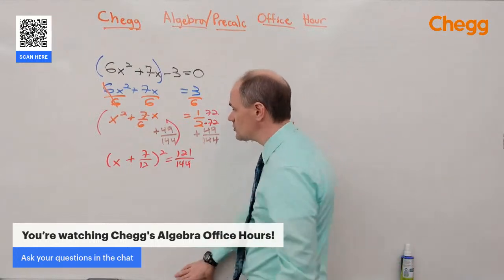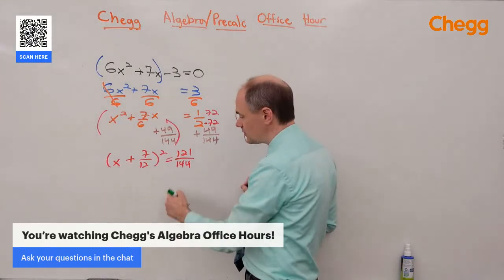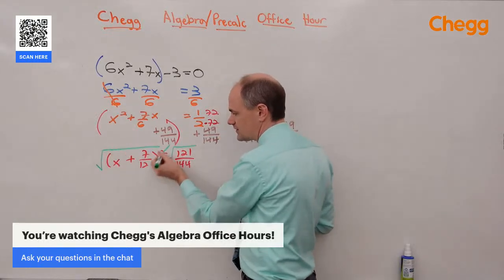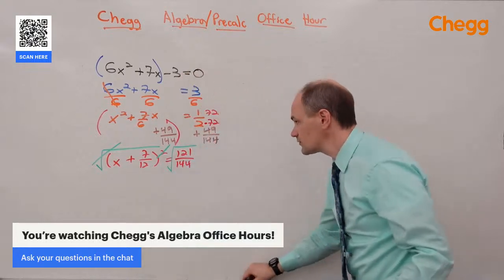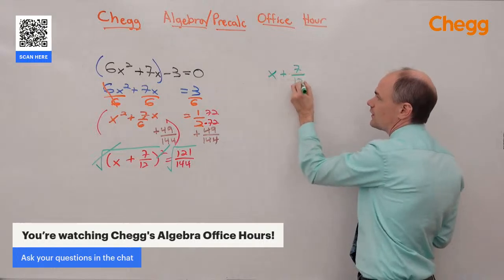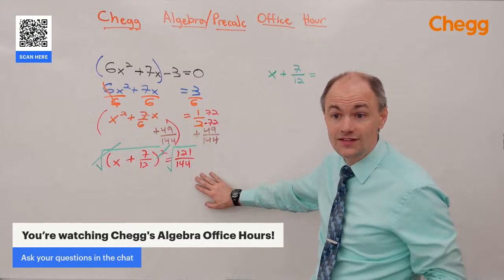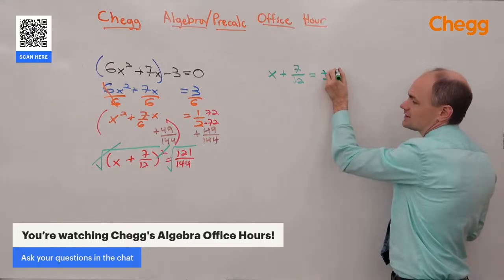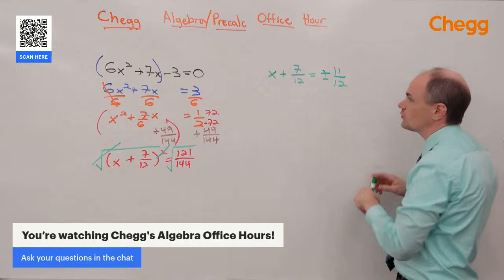What's nice about the equation we end up with is now it's really quick to get to the x. What I'm going to do is we're going to get rid of the square by taking the square root of both sides. And I'm going to come over here because we're running out of a little space. But we end up with x plus 7/12 is equal to, remember, when we take the square root of both sides, we end up with a plus or minus. So it's plus or minus. The square root of 121 is 11. The square root of 144 is 12.